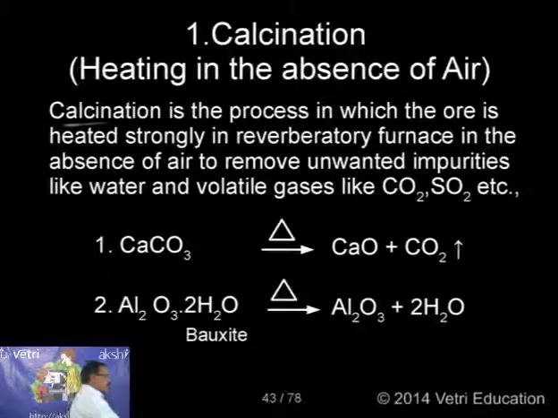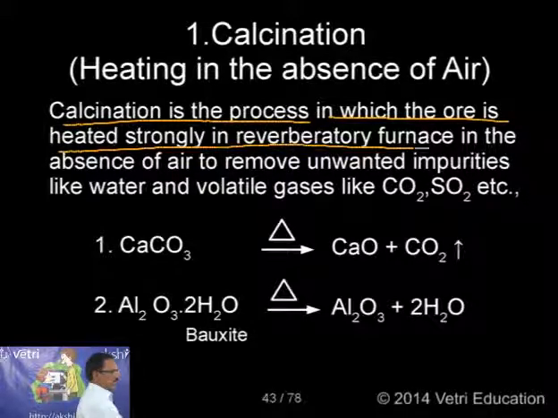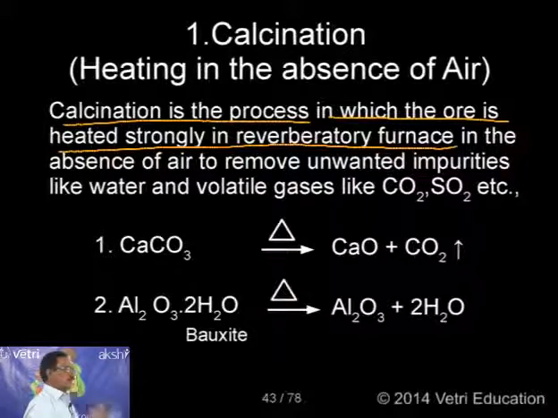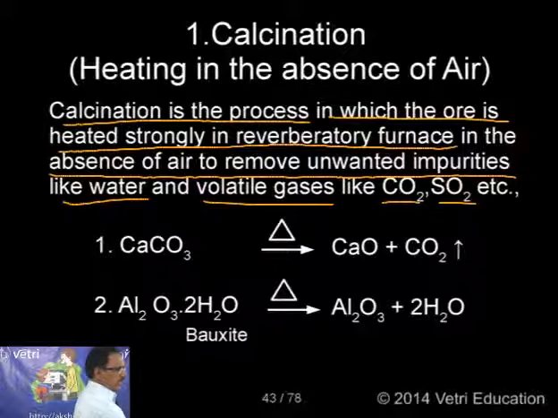Calcination is a process in which the ore is heated strongly in a reverberatory furnace, a special furnace. I am going to show the diagram also. It is done in the absence of air to remove unwanted impurities like water and volatile gases like carbon dioxide and sulfur dioxide. This is the most important. Let me repeat again.